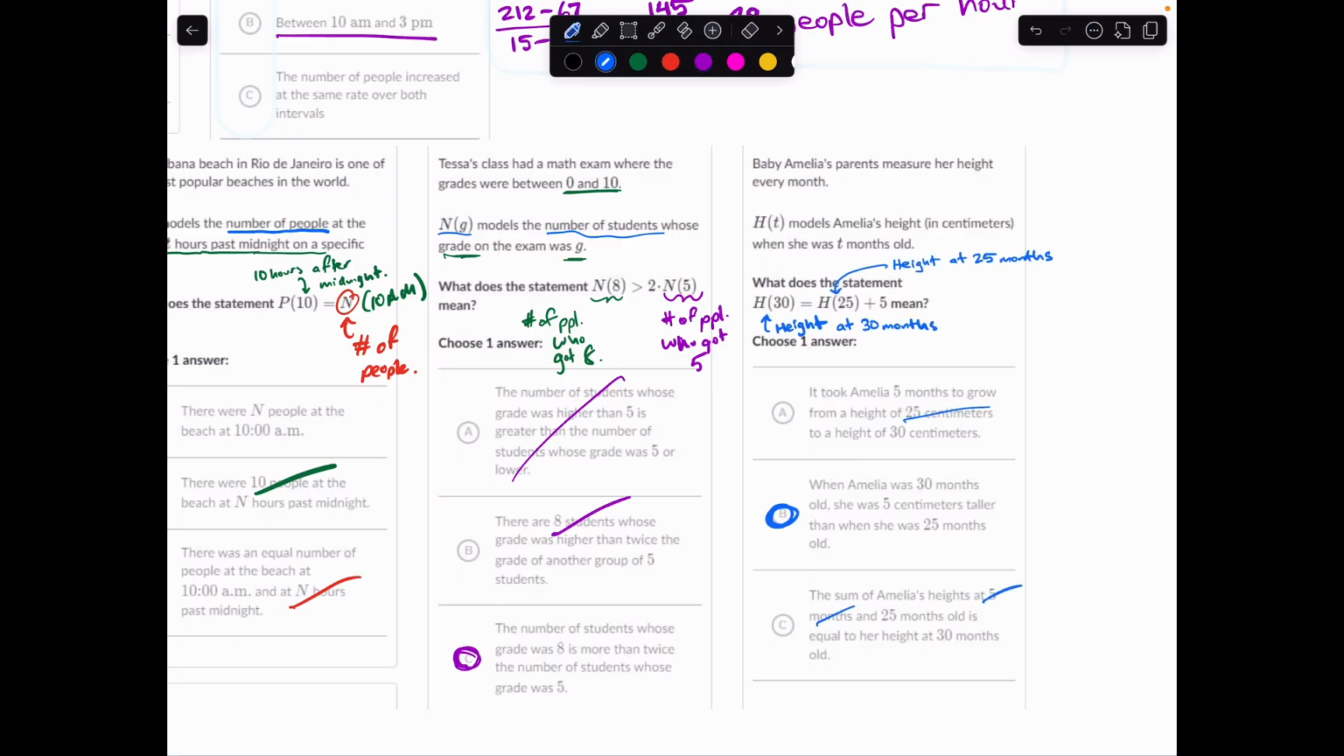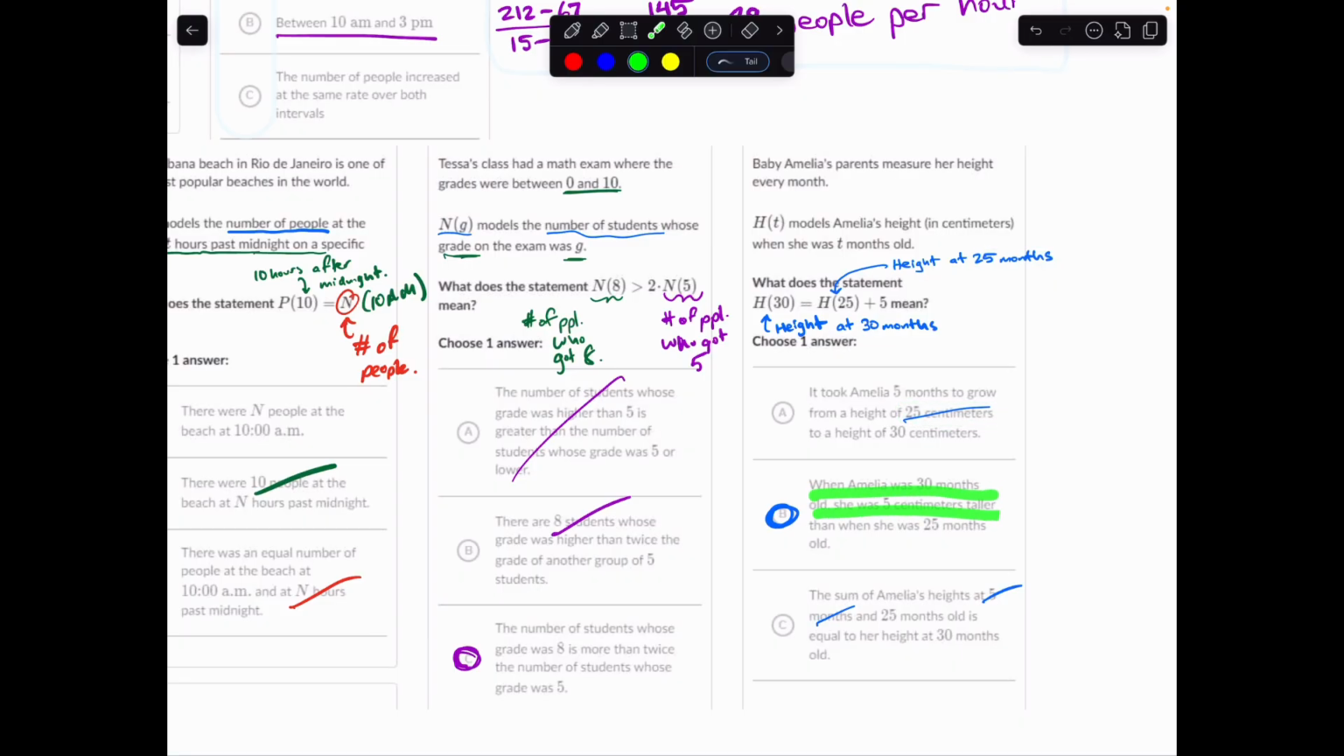All right, so you should have chosen option B, and we'll talk about why. This is Amelia's height at 30 months. It should be equal to her height at 25 months plus 5. So if we're talking about a height in centimeters and we're adding 5 to it, this 5 should also be centimeters, right? So if we try option A, that doesn't work because 25 is a number of months, her height at 25 months, not an amount of centimeters.